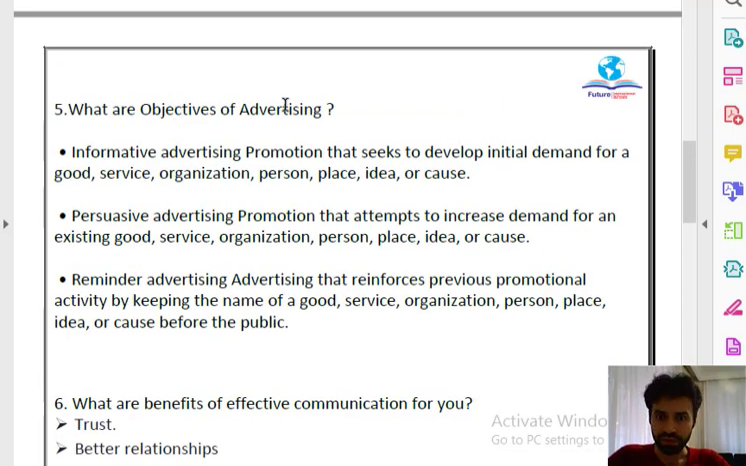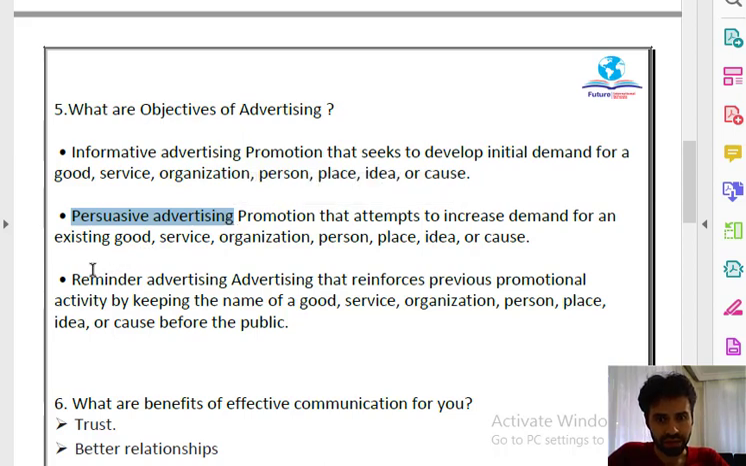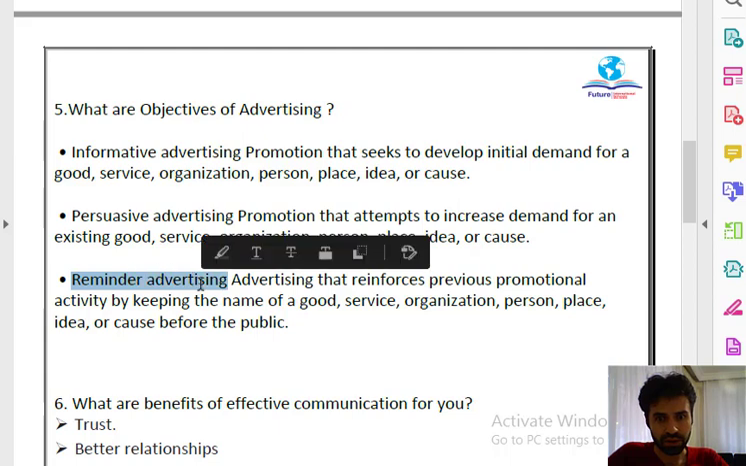What are the objectives of advertising? We have 3 main objectives: informative advertising, persuasive advertising, and reminder advertising. Basically, informative advertising is just to inform the consumers of a new product or a new service. Persuasive advertising is a kind of promotion that tries to persuade the consumer about a certain idea or certain belief. Reminder advertising is a kind of advertising that reminds the customer or consumer of the product or service.